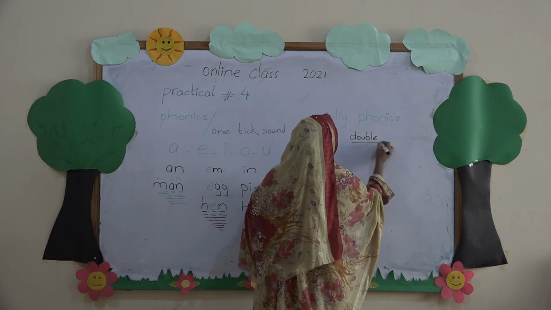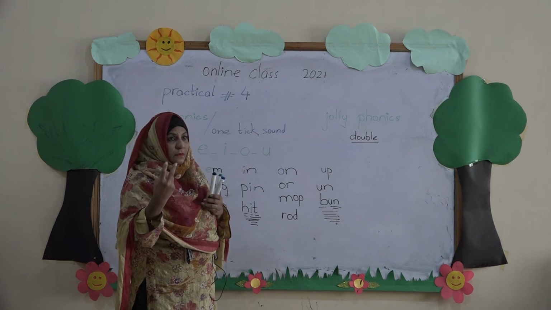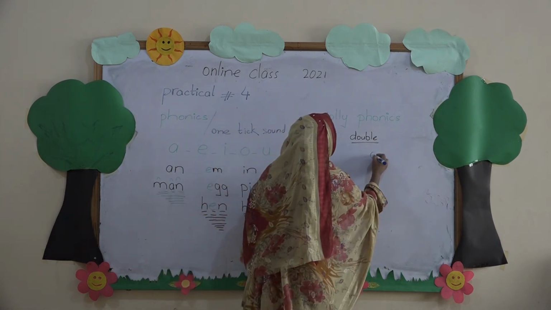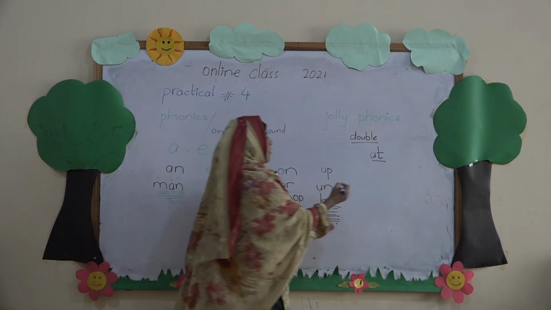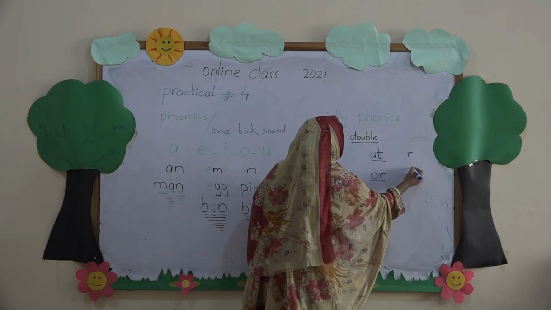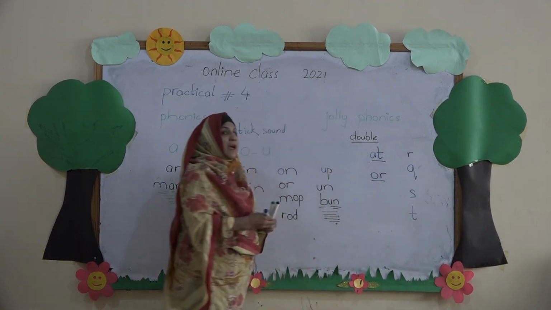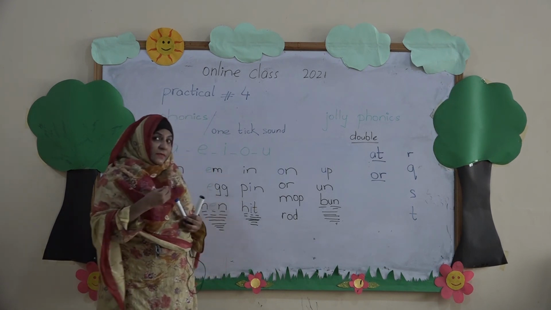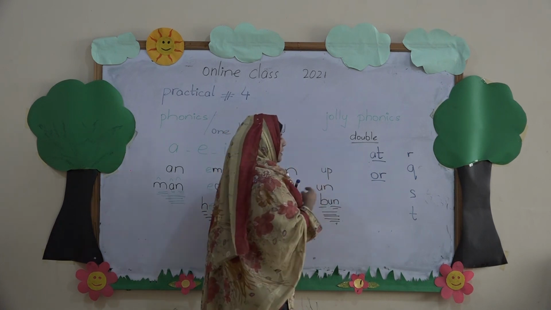The double. And definitely when we talk about double, it means two. Two sounds together, like you can say at, that is an at family. Or, that is an or family. R, qua, s, t. They have a long pitch of sound, and that's why Jolly Phonics makes it easy to make or create words.